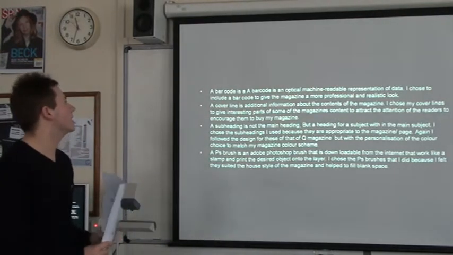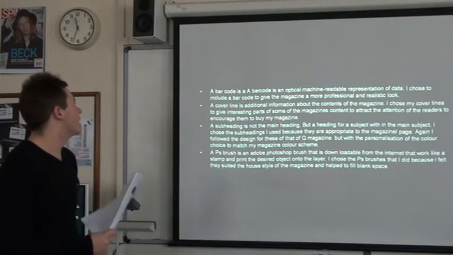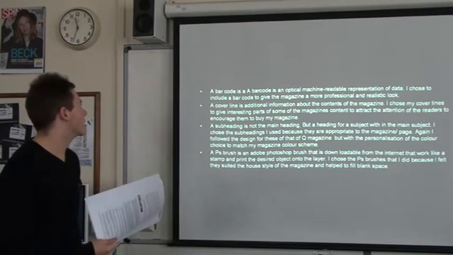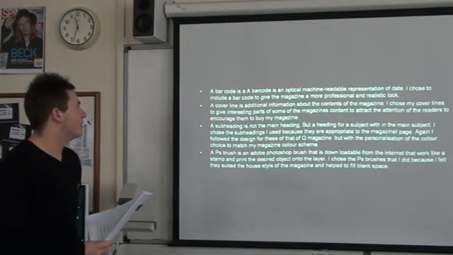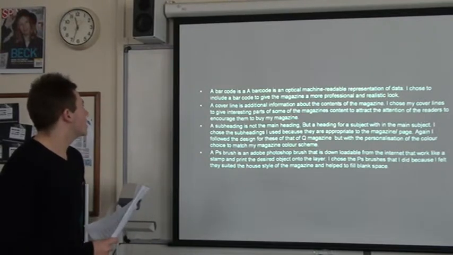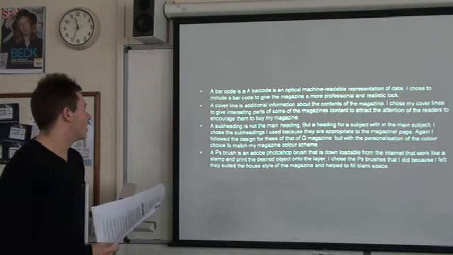A barcode is an optical, machine-readable representation of data. I chose to include the barcode to give the magazine a professional and realistic look. A cover line is additional information about the contents of the magazine. I chose my cover lines to give interesting parts of the magazine's contents to attract the attention of readers and encourage them to buy the magazine.